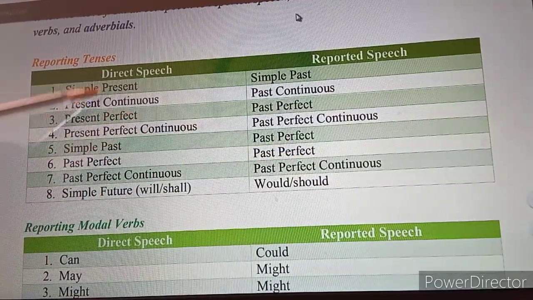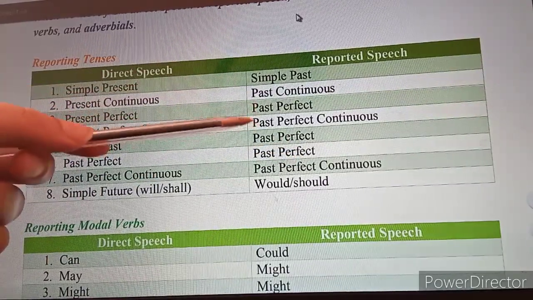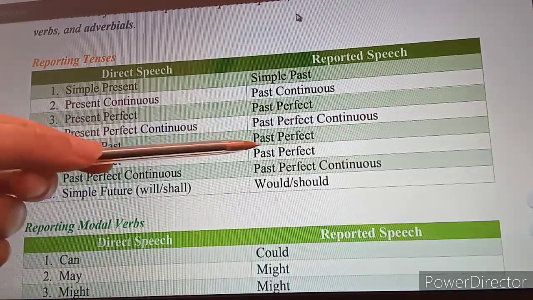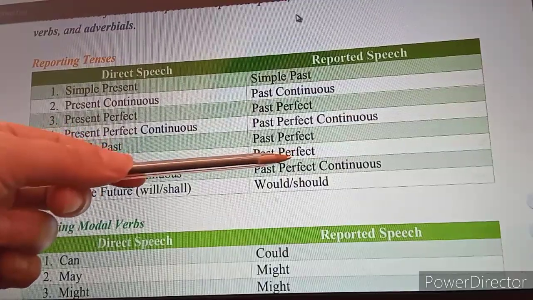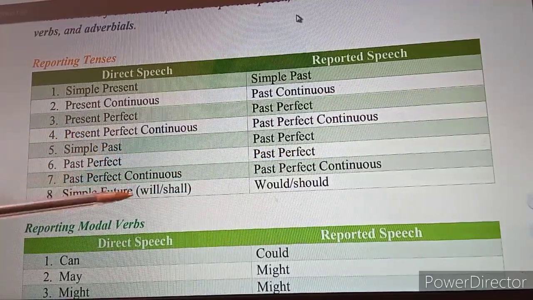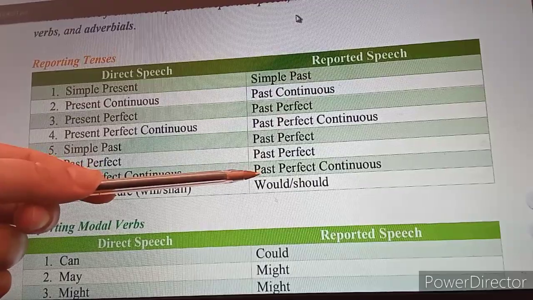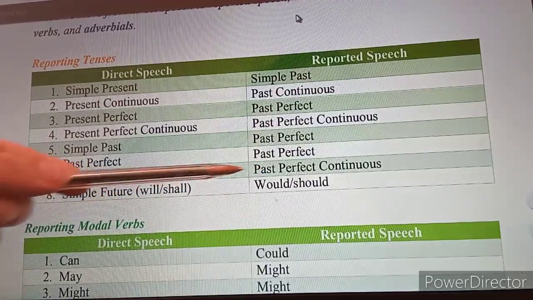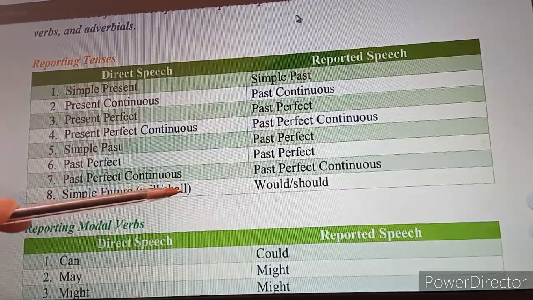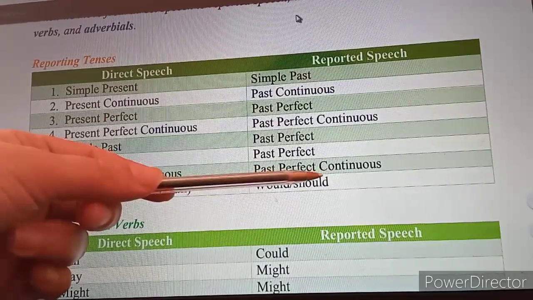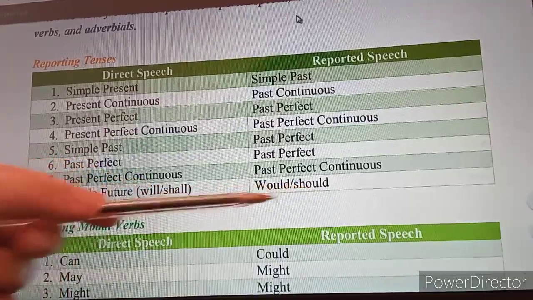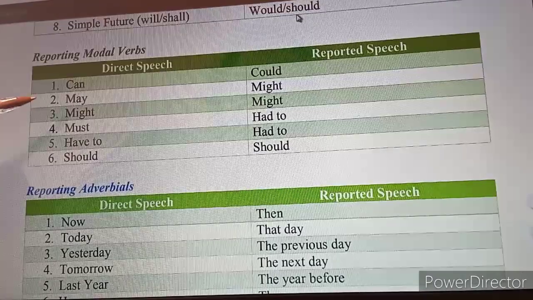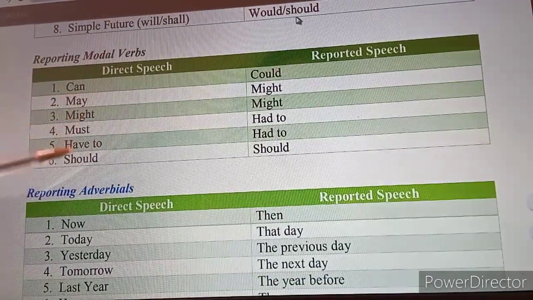Clear? Here are the changes that happen to the verb or tense. Look here, past perfect stays past perfect, it stays as it is. Past perfect continuous also stays past perfect continuous. Simple future with will becomes would, and shall becomes should. Clear?